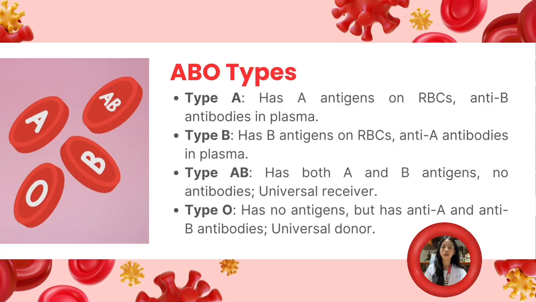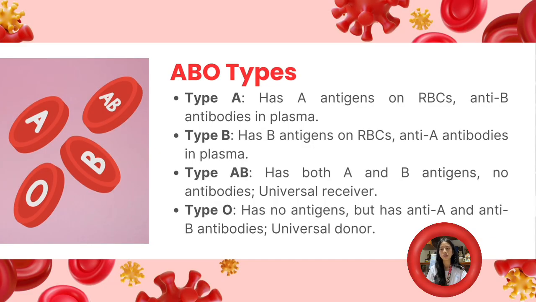The ABO types. Type A has A antigens on RBCs and anti-B antibodies in plasma. Type B has B antigens on RBCs and anti-A antibodies in plasma. Type AB has both A and B antigens, but no antibodies. They are the universal receiver. And type O has no antigens but has anti-A and anti-B antibodies. They are the universal donor.